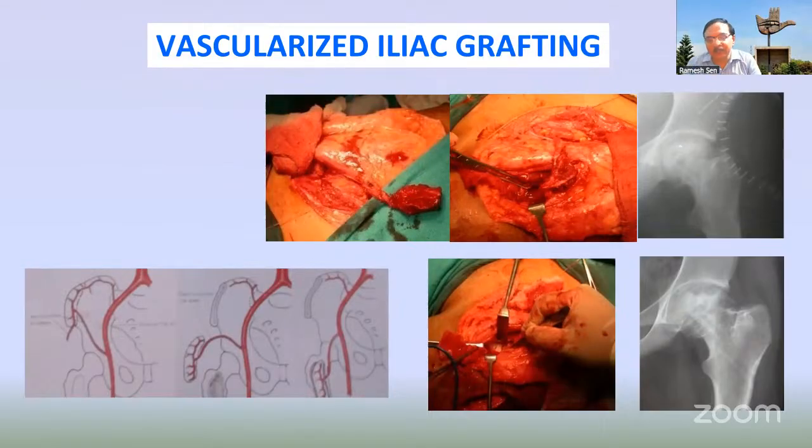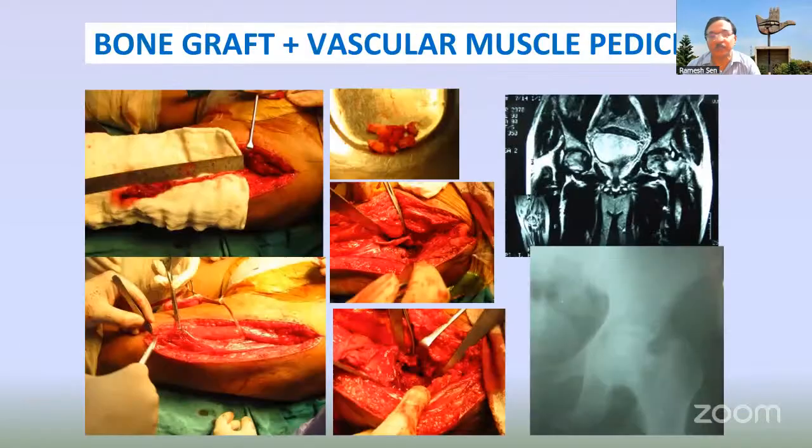Then there is another procedure which is very much established in the literature, the vascularized iliac crest graft. Yes, I did a few cases with that also. It is a relatively major surgery to be done. You take care of the vessel supplying the iliac crest part and bring that iliac crest part into the hip joint.